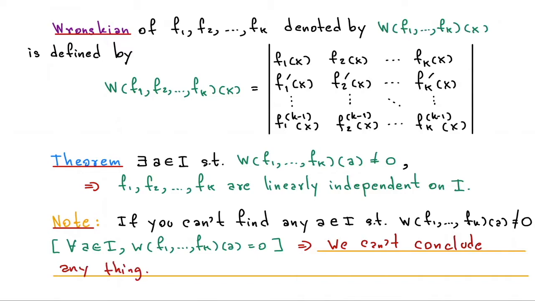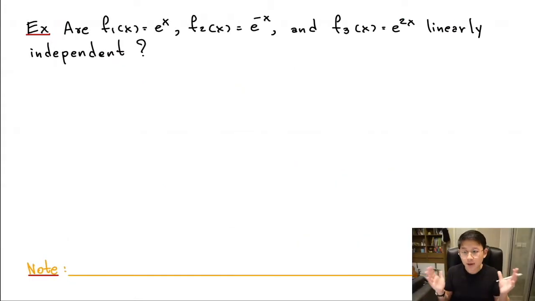This is what pure mathematicians love to do. If there's an a which makes the Wronskian not 0, we have that the F's are linearly independent. But if there is no such a that can make the Wronskian not equal 0, we can't say anything. That's the point. So let's look at this example.